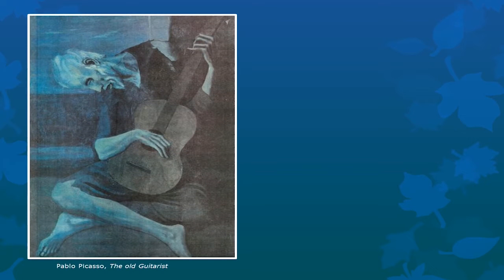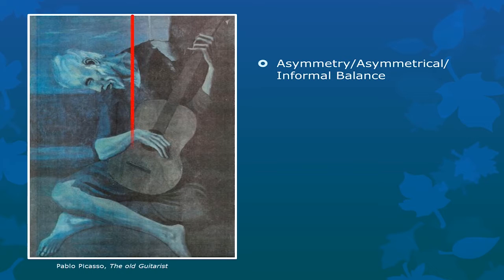How about this painting by Pablo Picasso? What form of balance is used in this painting? Good. It is asymmetry or asymmetrical. How do we know? Let us draw our line in the center of the painting. What do you see?